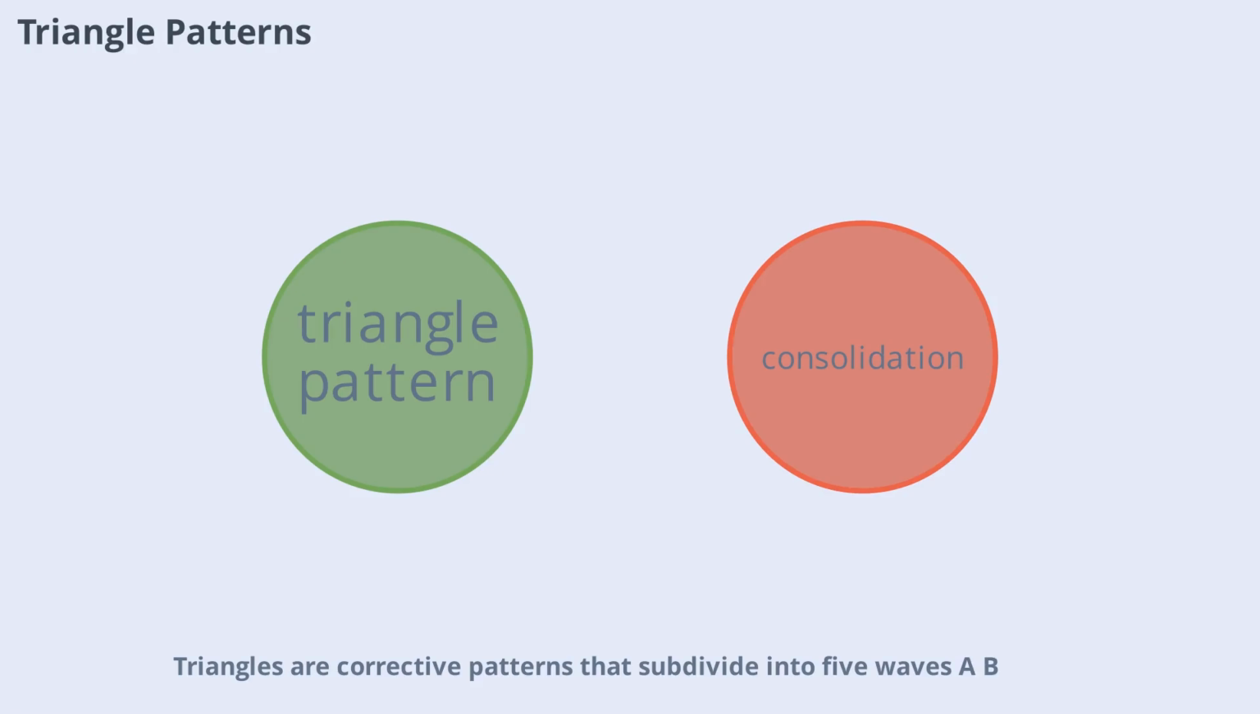Triangles are corrective patterns that subdivide into 5 waves. A, B, C, D, and E types include barrier, contracting, and expanding triangles. Each type has specific rules for wave movement and termination. Triangles signal consolidation and often precede sharp breakouts.